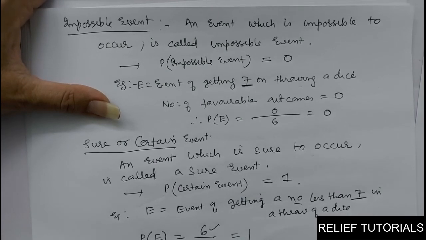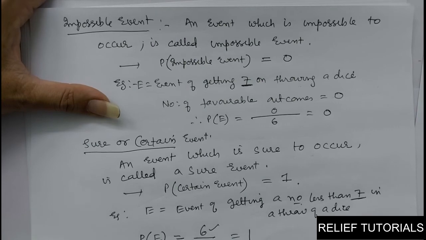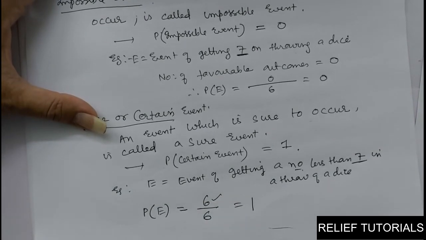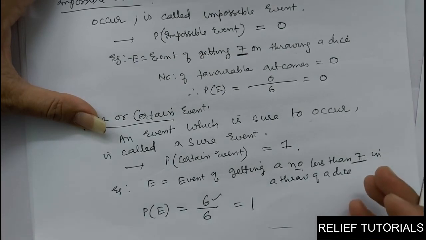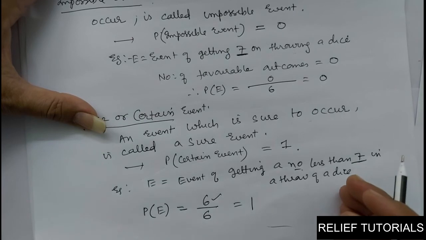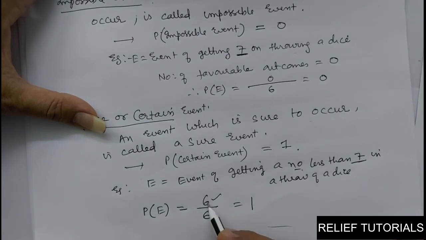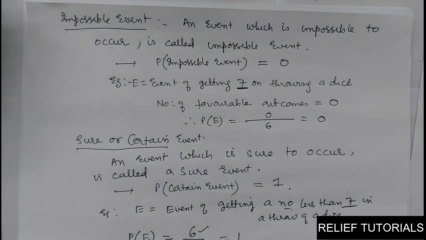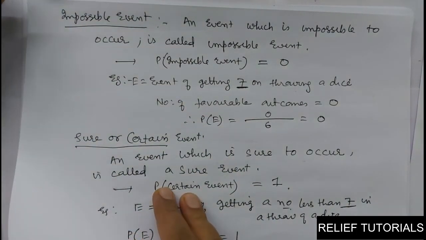These are favorable outcomes, outcomes of getting a number less than 7. 1, 2, 3, 4, 5, 6, all these numbers are less than 7. So there are 6 favorable outcomes. Total outcomes is 6, so you will get 1. So probability of sure event is always 1, and probability of impossible event is always 0. Okay.